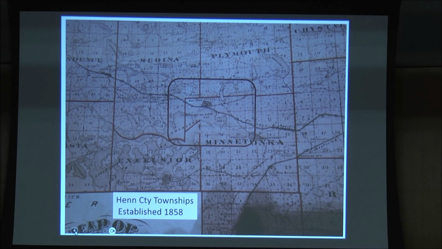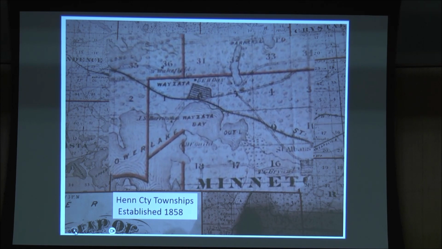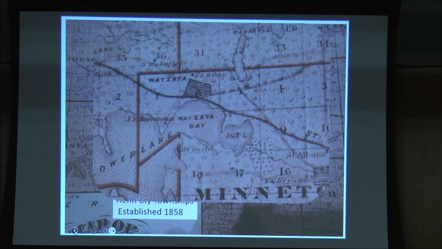Inside this red square, it's going to get a little bit bigger for you. I wanted to show you Wayzata Bay. Gray's Bay is named Outlet Lake at this point, but it becomes Gray's Bay later. It's all within the Minnetonka Township. So Wayzata wasn't its own township, and it was within Minnetonka Township until 1956.